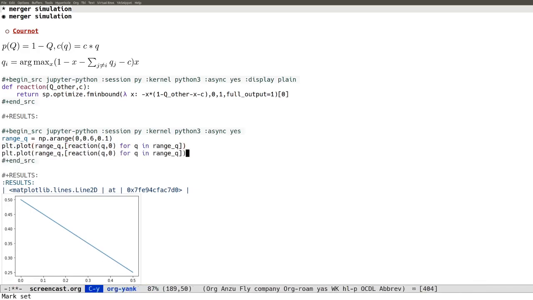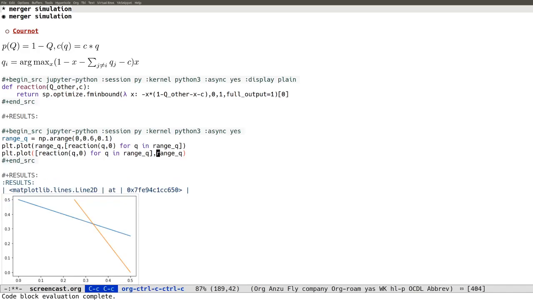And that's actually pretty easy to do in Python in this symmetric case, so I'm going to copy this and put it in front of this one. Basically we switch the x and the y, and now we have two lines showing us the reaction functions. So the equilibrium is going to be when we're at this intersection point of these two reaction functions.